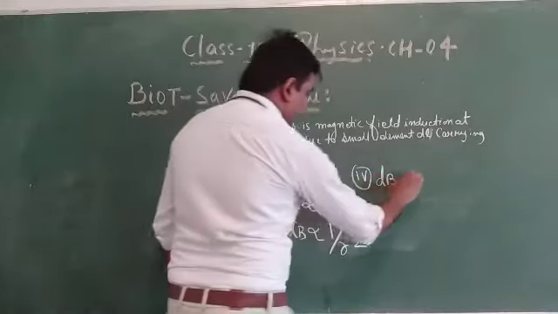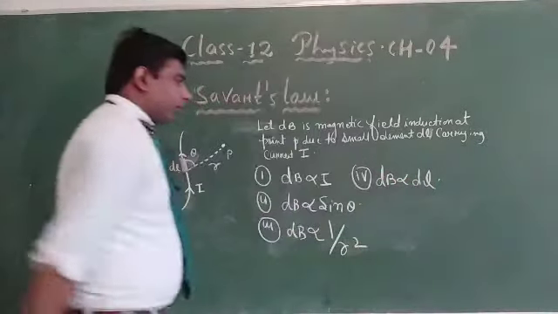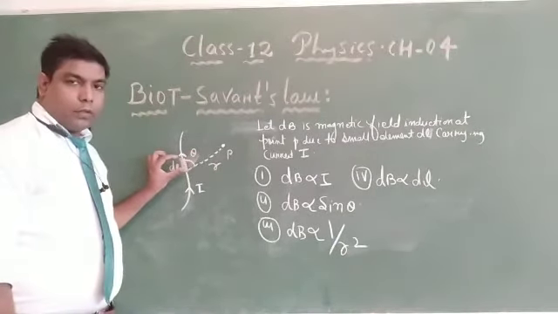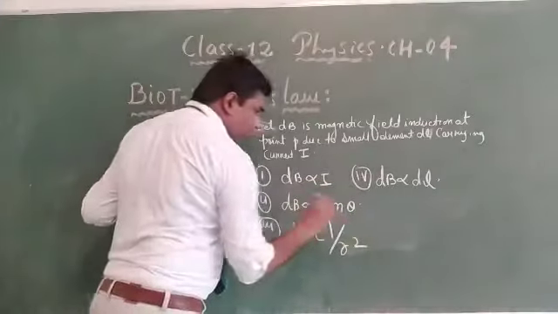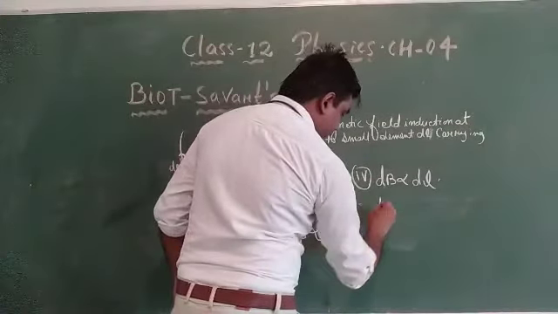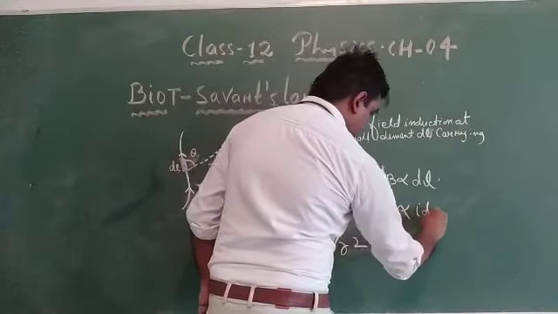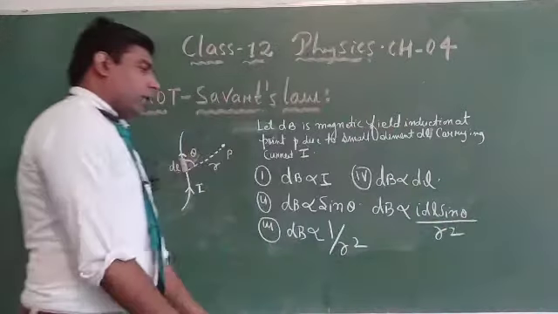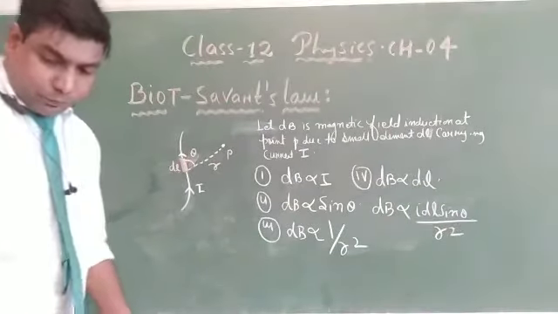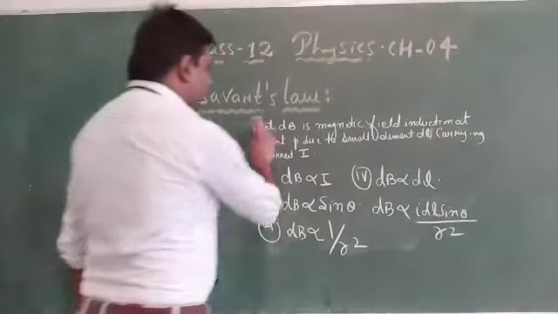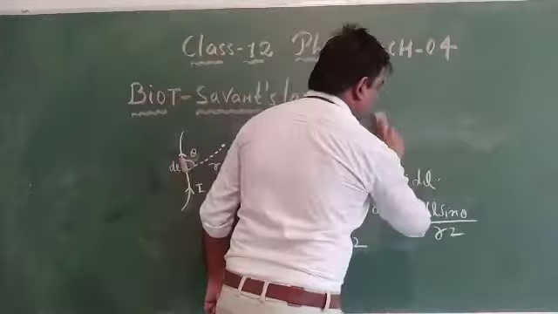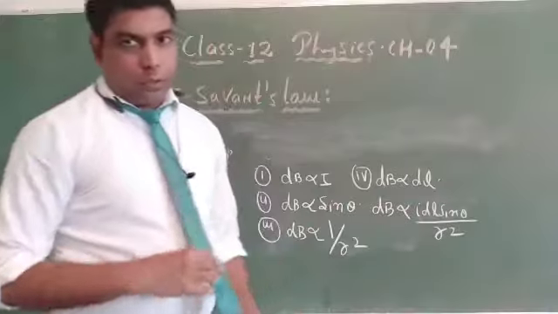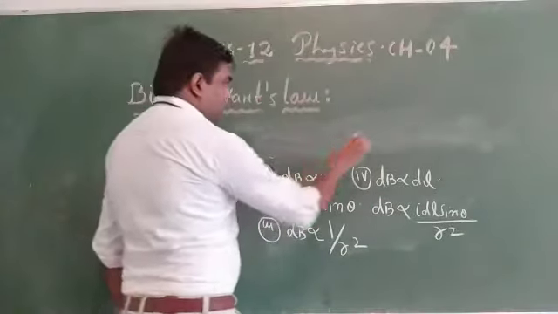Fourth, dB is directly proportional to dl. The greater the length of this small element, the greater the magnetic field induction. So combining these four factors, we get dB proportional to I dl sin theta by r square. Now, if we remove the proportionality sign, we have to introduce a constant.